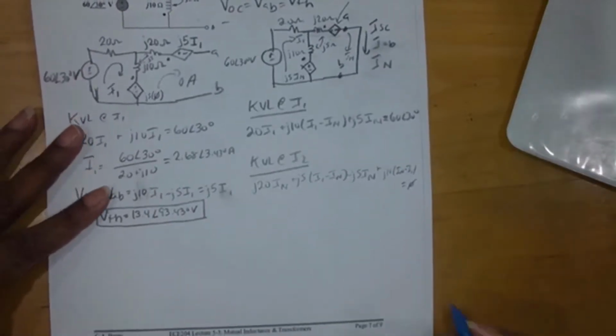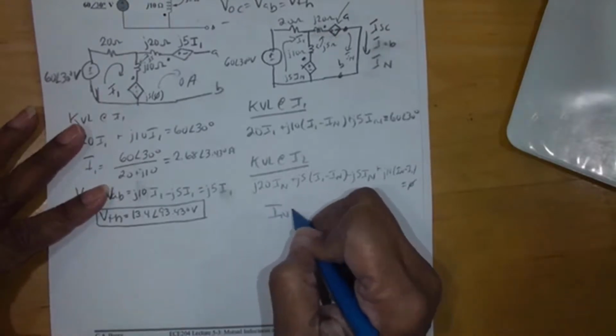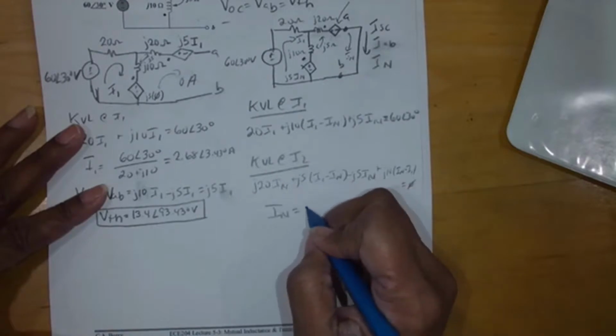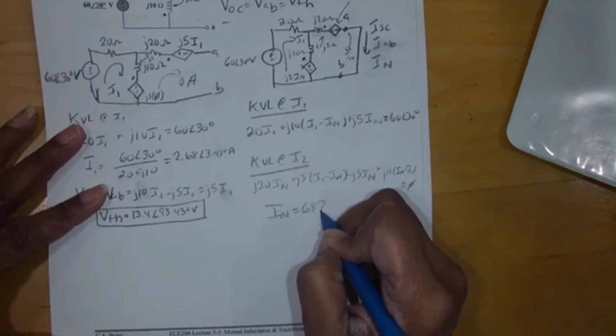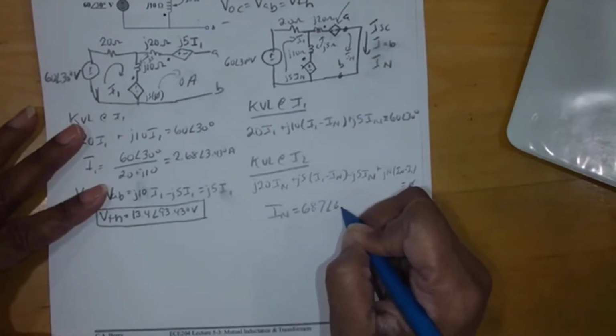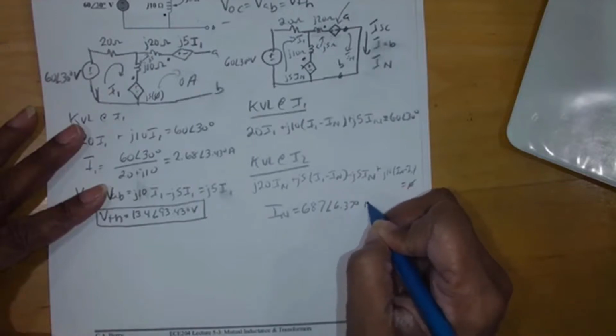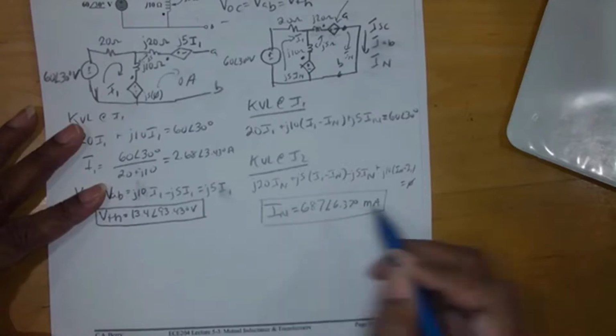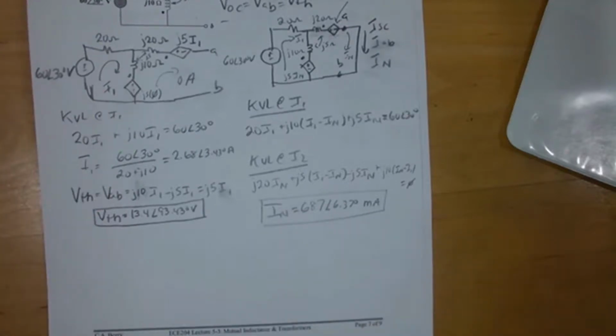When you put this in your calculator, you get that I Norton is equal to 687 with an angle of 6.37 degrees, and the units are milliamps. You don't care about I1, you really only care about I Norton.